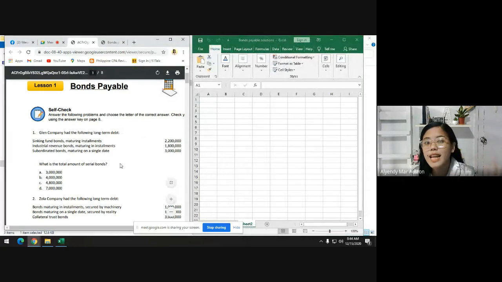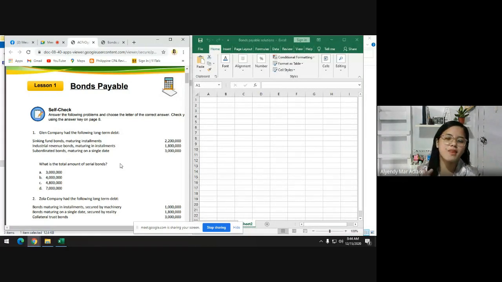In our last meeting, which was still last week because last week it was a holiday, we discussed the different types of bonds payable. Those bonds payable that are paid through installment, we call serial bonds. Those that are paid in lump sum, we have the term bonds. We also have the debenture bonds, the mortgage bonds, and so on.